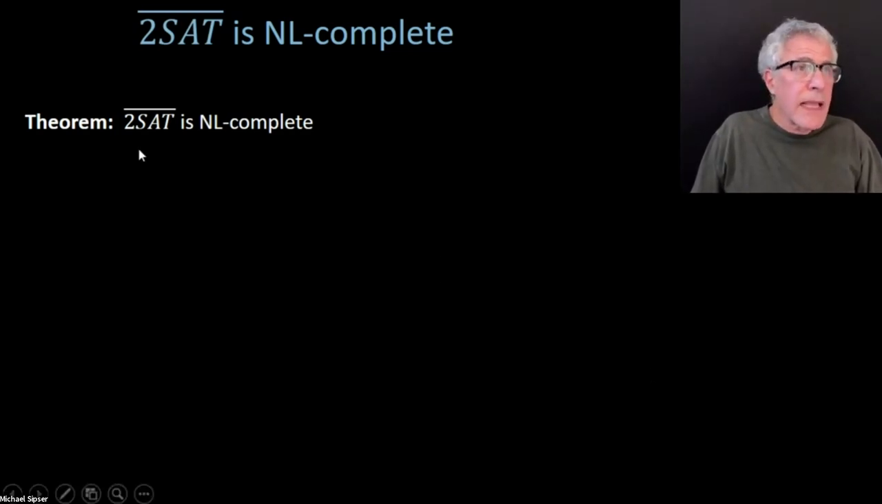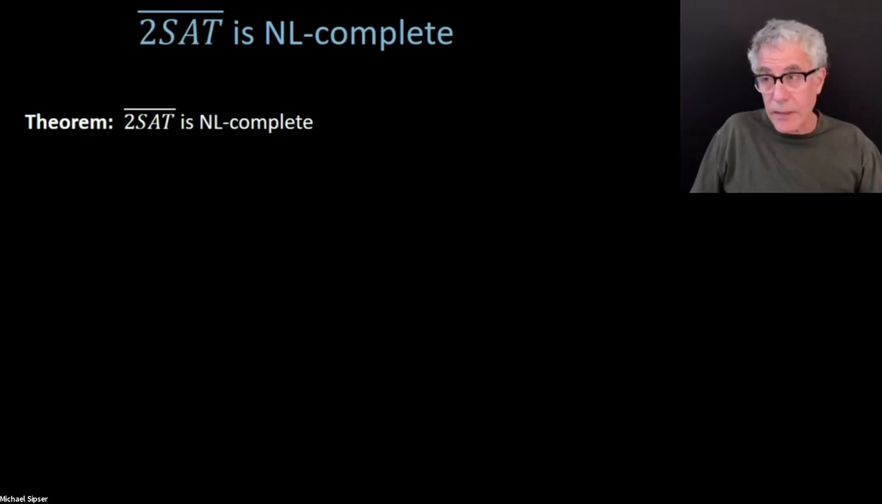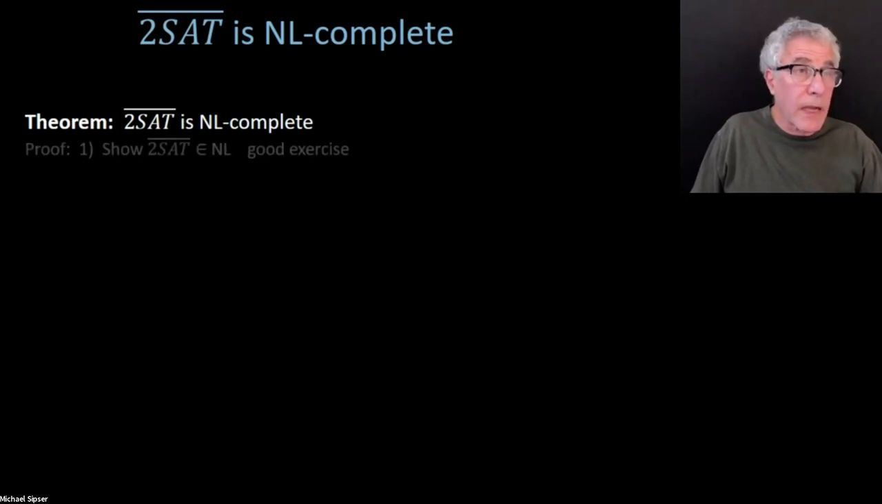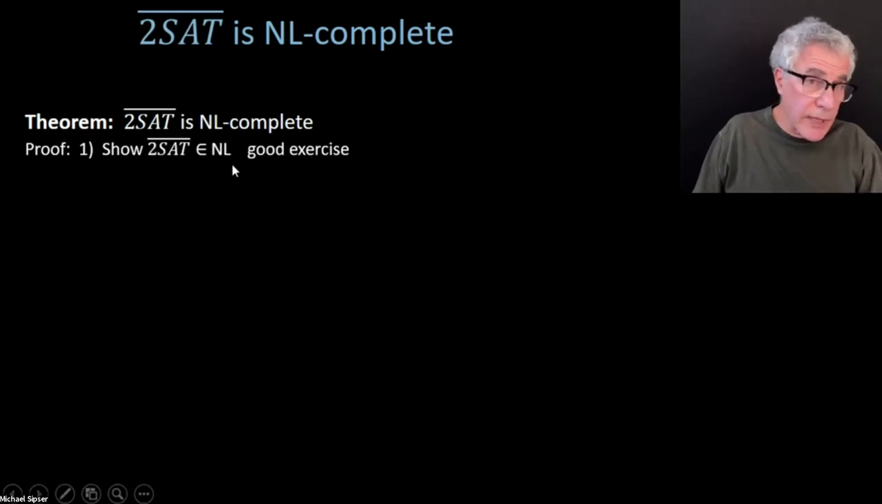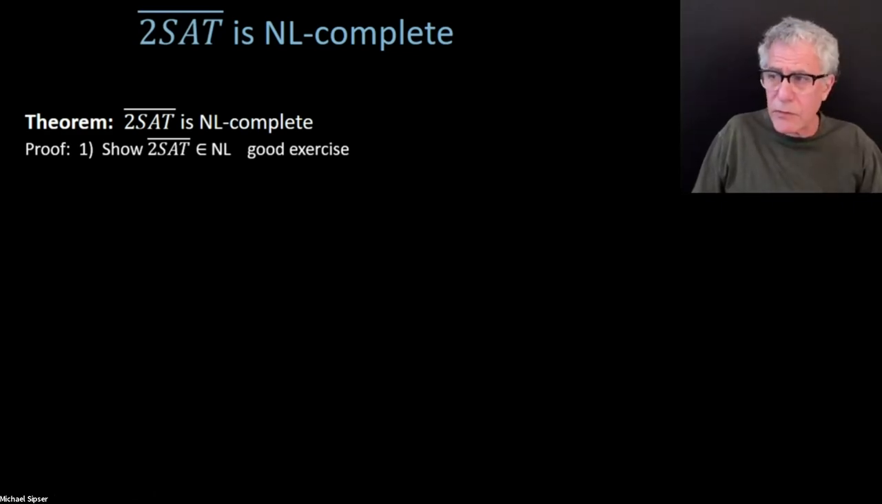But the two-SAT problem, which is just like the three-SAT problem, except with two literals per clause. Curiously, the complement of that problem, the unsatisfiable formulas, form an NL-complete language. First of all, you have to show it's in NL. We're not going to do that. It's a nice exercise. It's not totally trivial to do, but you might want to try that.